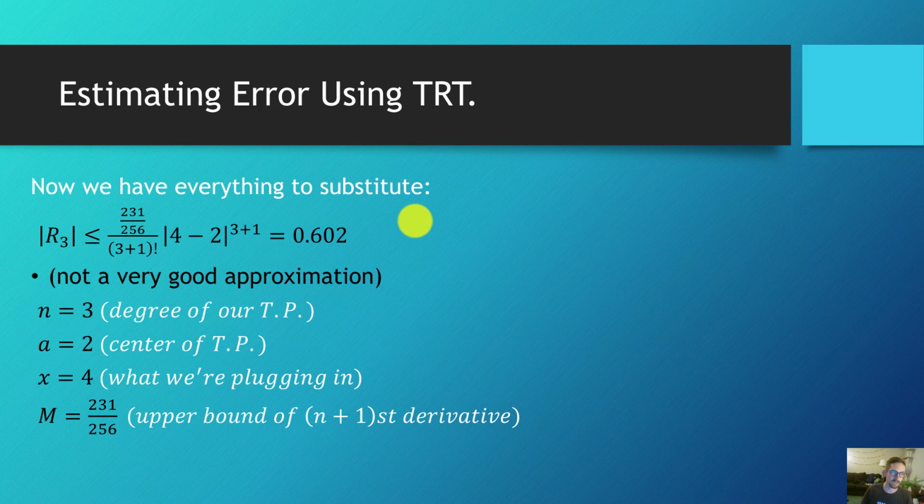If we wanted better, we could just take more terms of our polynomial or move the center closer to 3 or closer to 4.